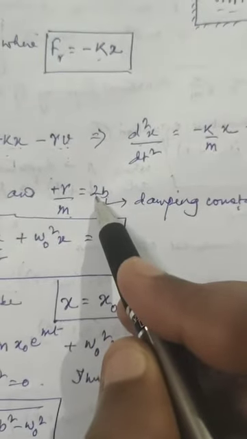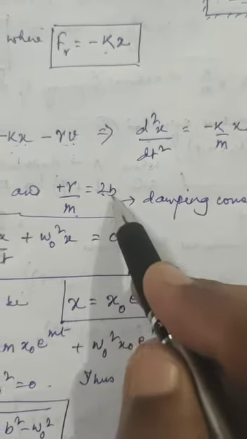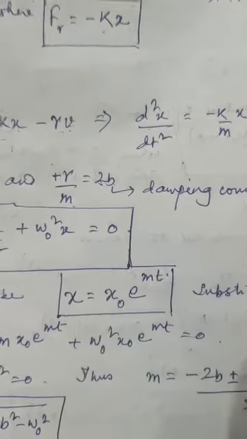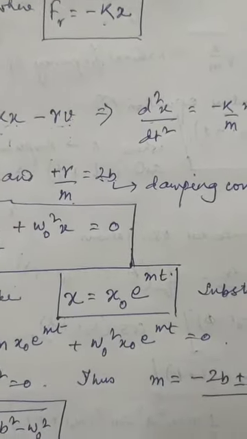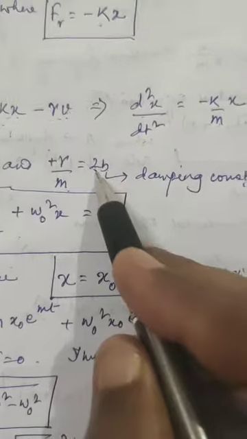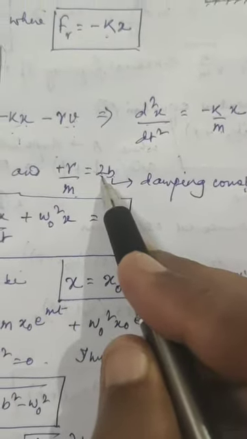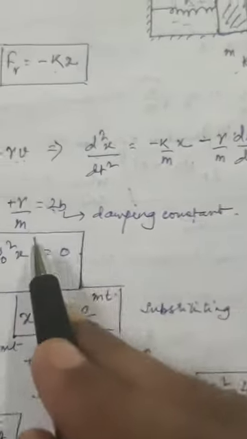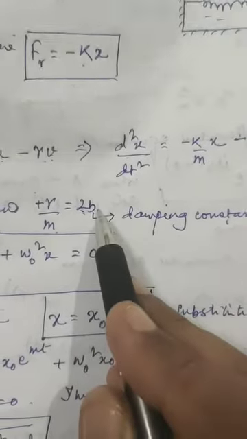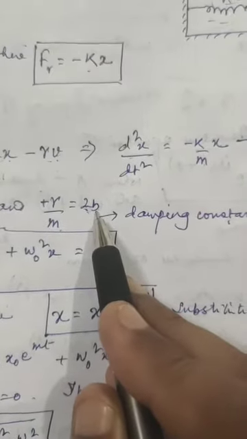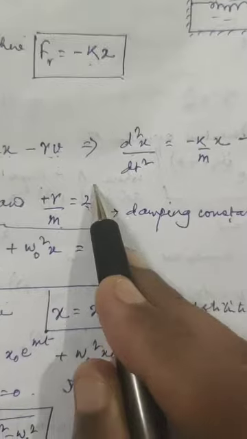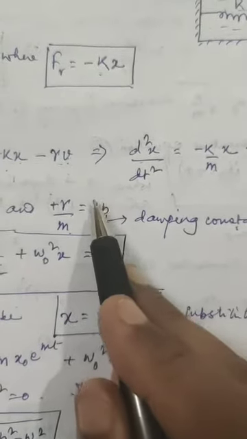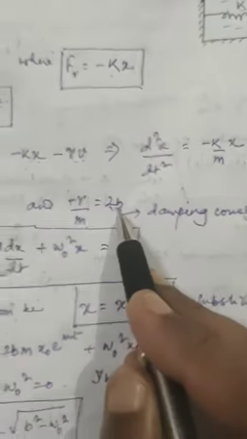This will make the mathematics much easier if I put a 2. You'll know why in the subsequent part of the lecture, but for the time being we'll just put gamma by m as twice of b and not b, because you can put b but then the mathematics will look uglier. Here we can have a simple looking equation if I put gamma by m as 2b.